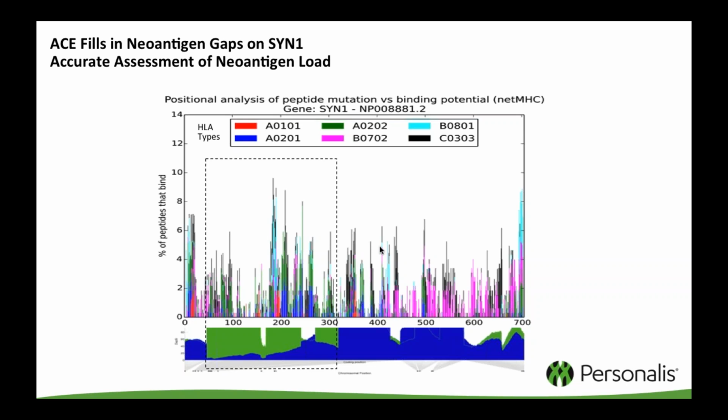So we plotted the predicted peptides and the various HLAs that they would bind to, shown here by the various colors and the legend at the top. What you can see is that a large percentage of the peptides predicted to bind in this dotted panel are originating from this region, in this area. And as you can see below, this is supplemented by our ACE design, shown here in green, and this area would be poorly covered by the standard exome approach in blue. So this is illustrating that our enhancements can provide a more accurate assessment of neoantigen load.